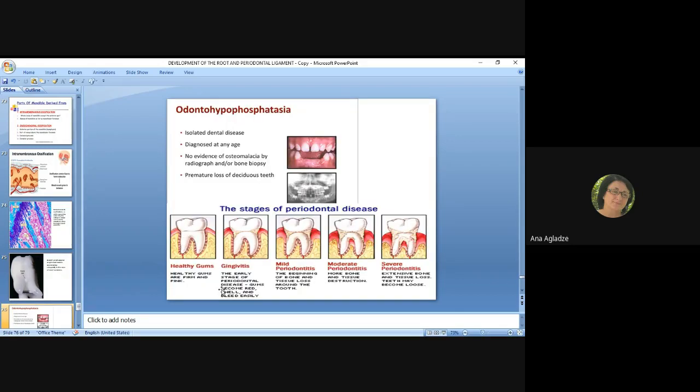And here you can see hypophosphatasia, a condition in which there is reduced activity of tissue non-specific alkaline phosphatase, and also odontohypophosphatasia, which is a condition in which there is reduced activity of tissue non-specific alkaline phosphatase, and this is a rare autosomal recessive disease in which there is a marked deficiency in the presence of both acellular and cellular cementum.